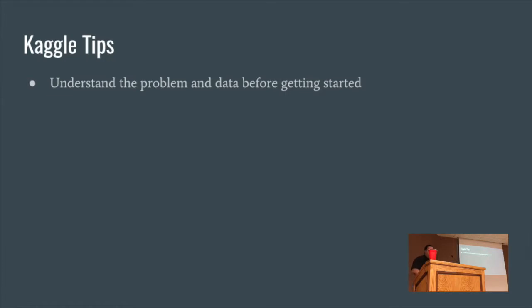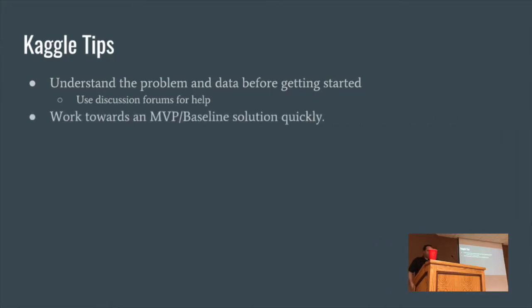A couple quick tips: understand the problem and data before you start. Use the forums for help, or others around you that you know. One thing I like is I always work towards an MVP or baseline solution quickly. I want to get a score in and get on the board. Not so I feel good about myself, I just like to have a baseline where I can start and iterate from. I want to know that if I add these features or pull that feature out, did I get worse, did I get better?